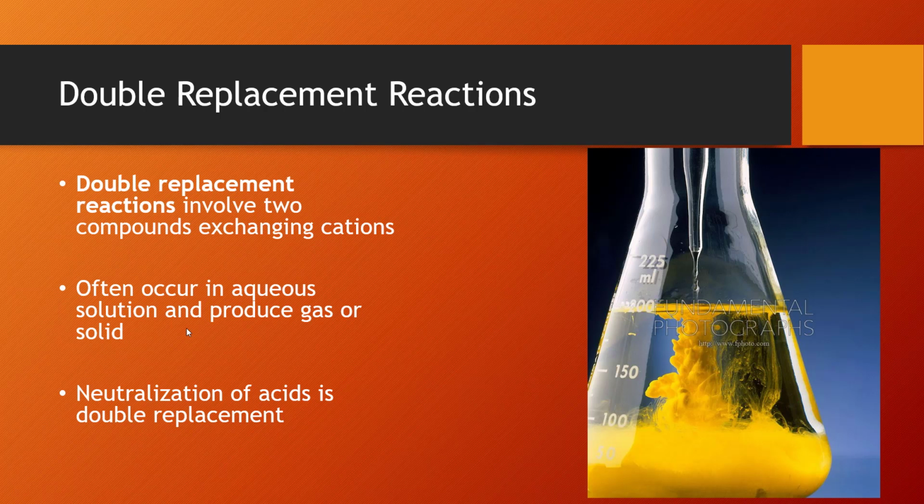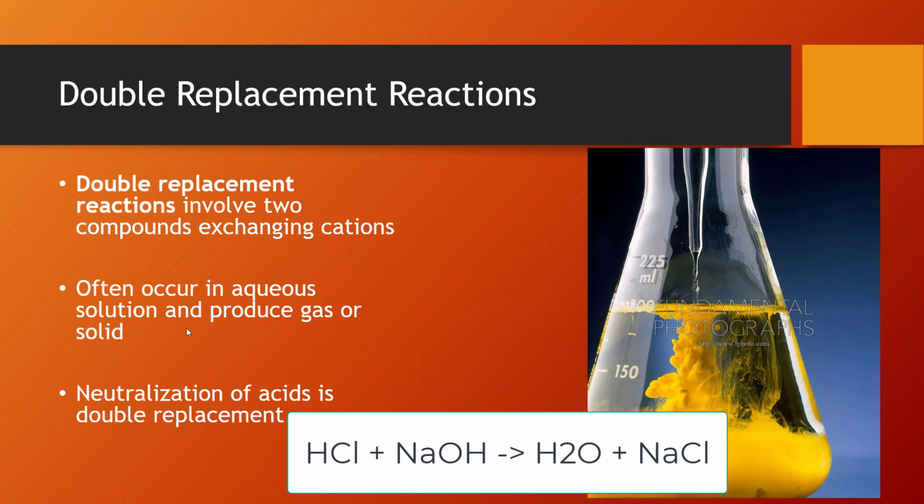The potassium nitrate stays in solution. The lead iodide will come out as this golden color. Now, you can also see these as gases or solids getting produced, as a solid, the precipitate there. The neutralization of acids is also a double replacement. So hydrochloric acid plus sodium hydroxide produces water and sodium chloride.